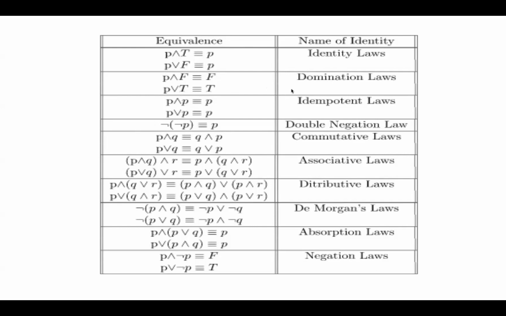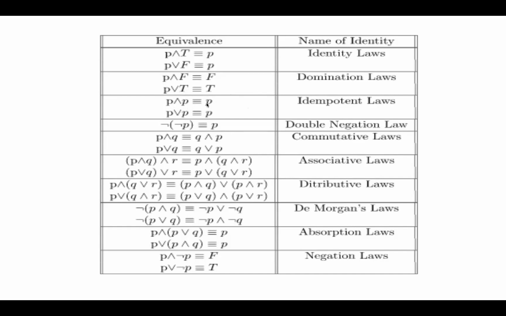The next is domination law. What is there in domination? P AND F is equivalent to F, and P OR T is equivalent to T. Whatever the value of P will be, if it is ANDed with false, it will give us the false value. If P OR T, whatever the value of P will be, true or false, if it is ORed with T, it will give us T as a result value. So it is known as domination law.